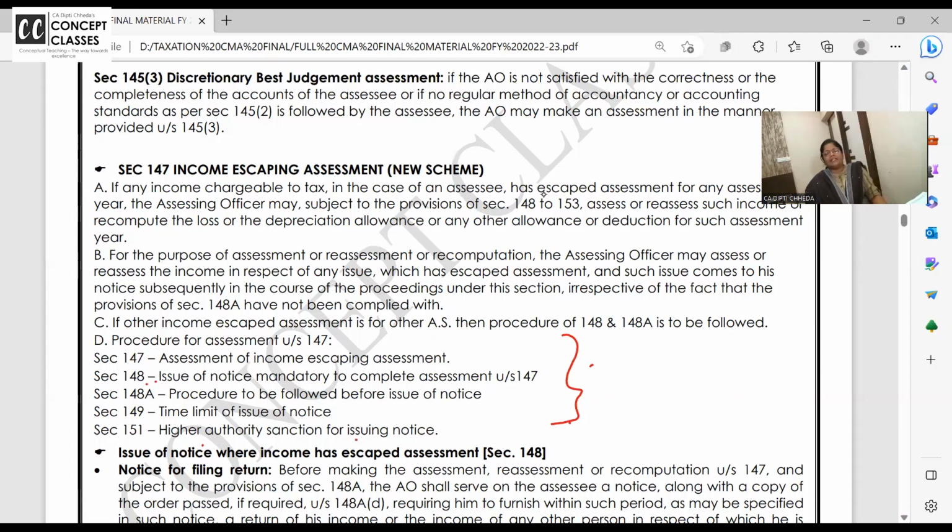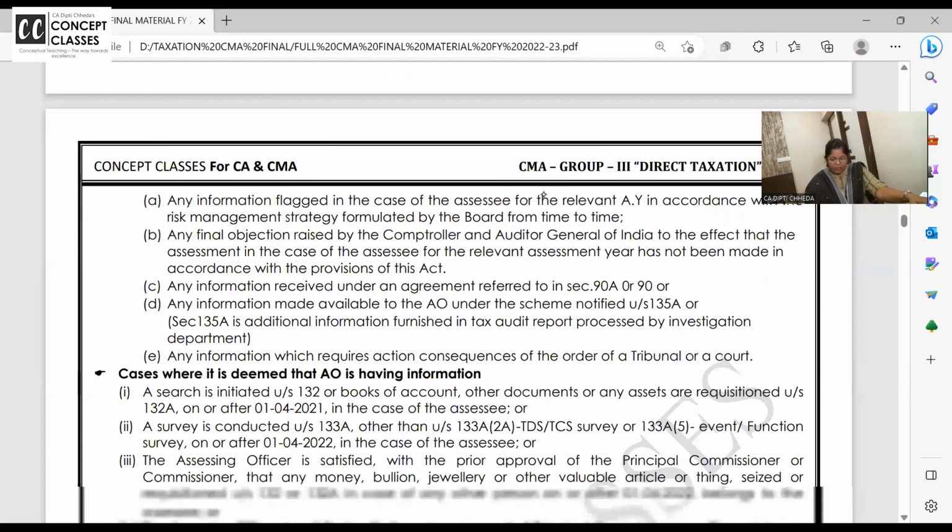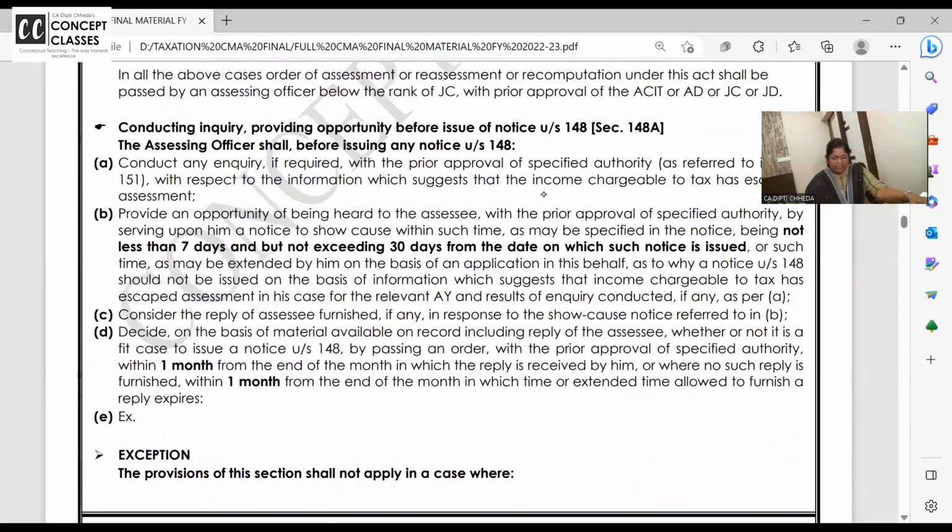Now, what are those higher authorities? Top authorities above the AO: PCCIT, Principal Commissioner, Commissioners, and so on. Now listen all of you, when I said for 147 assessment, issue notice in 148. For 148A, follow the procedure. Then what is that procedure? Here it is.